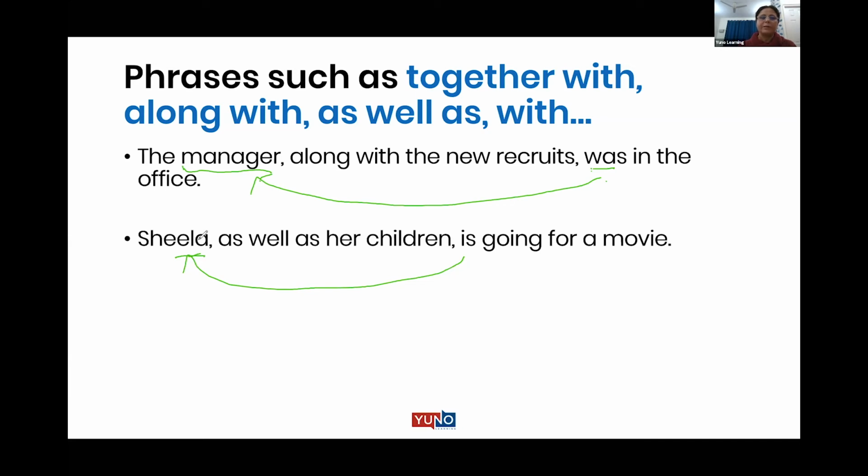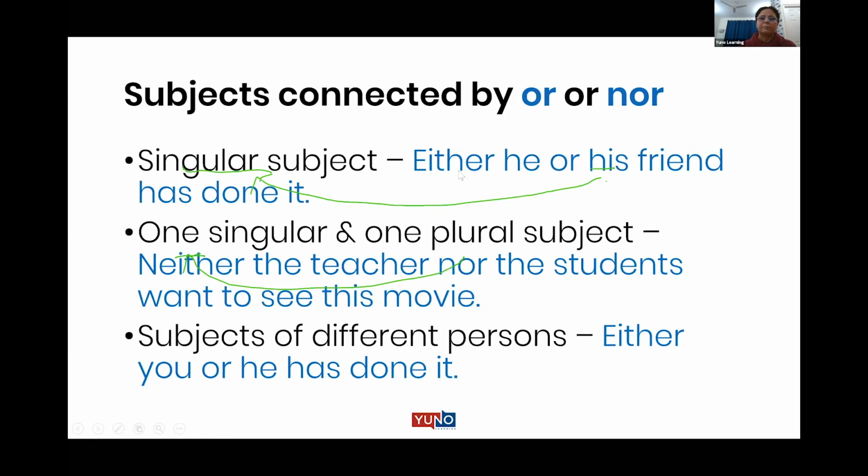I hope this is clear to everybody. The verb agrees with the first subject, whatever it may be, singular or plural. Sometimes we join subjects using either or, neither nor. Then how do we have the subject verb agreement? When you use such words, either, neither, it can be pronounced, of course, as either and neither also. Both are correct.